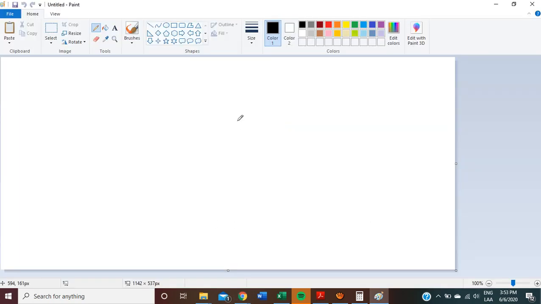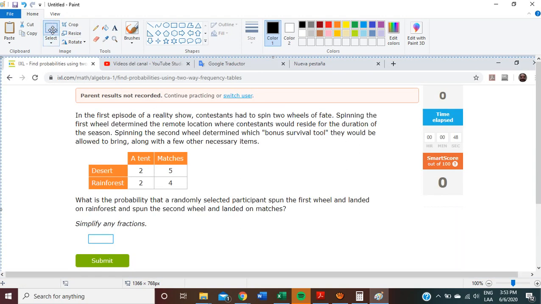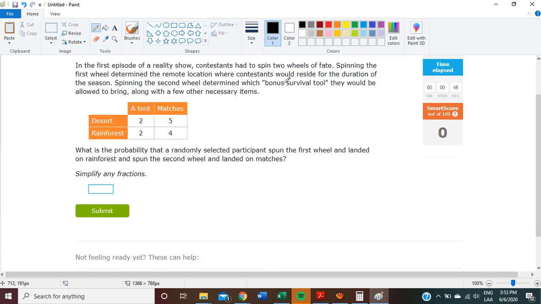Okay, let me just go straight to my famous Paint app. All right, the first thing you need to know is how many contestants are there in this contest. Okay, so we draw our famous line and we just add all of these numbers. 2 + 2 = 4, + 4 = 8, + 5 = 13. There is a total of 13 contestants.